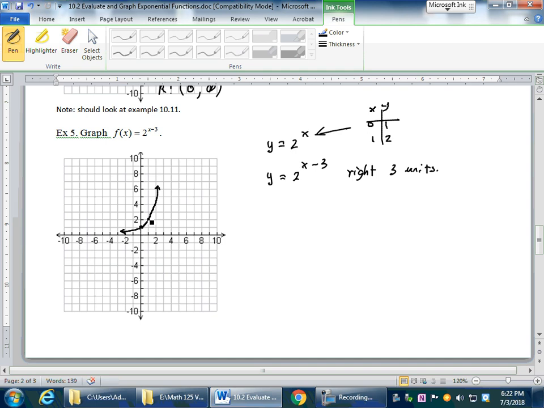Now the next question is, before I even continue doing the transformations, will my horizontal asymptote move? Since this graph is shifting right 3 units, my horizontal asymptote will not change from my original graph. So that means my horizontal asymptote for this function is still going to be y equal to 0.